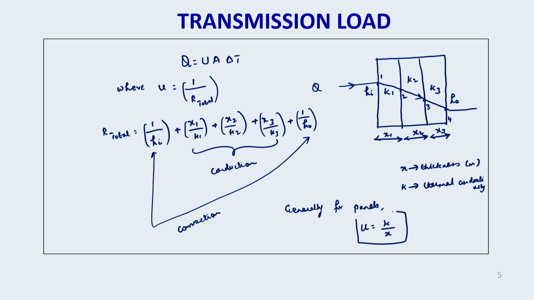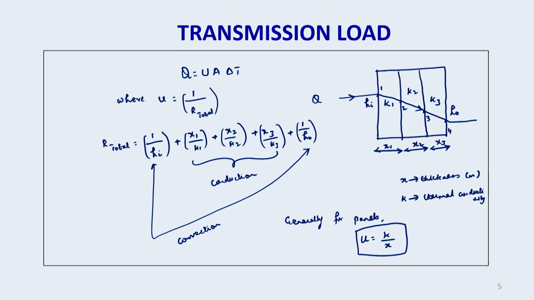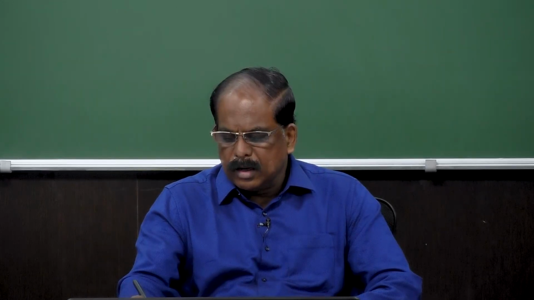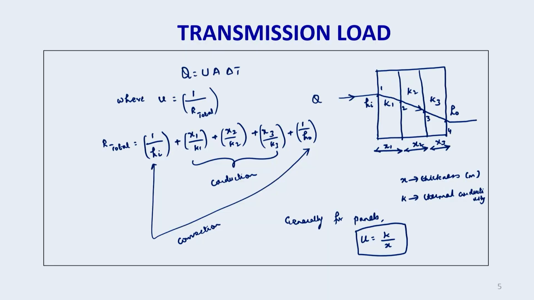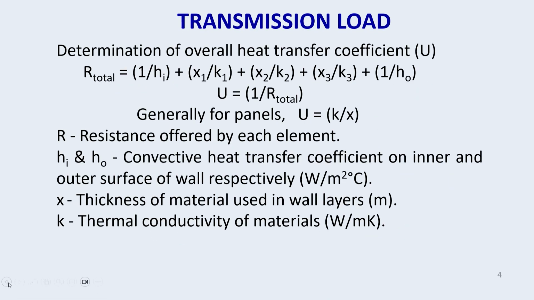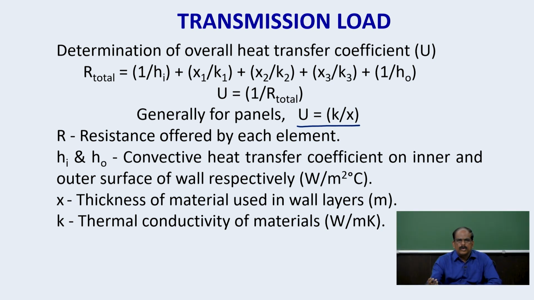So if you know the thermal conductivity of the insulation material or any material used, and its thickness, then we can find out the overall heat transfer coefficient. That is what is mentioned here, U equals K by X. R is the resistance offered by each element; Hi, H0 are the heat transfer coefficients on the inner and outer surface of the wall respectively. Unit is watt per meter square degree centigrade.